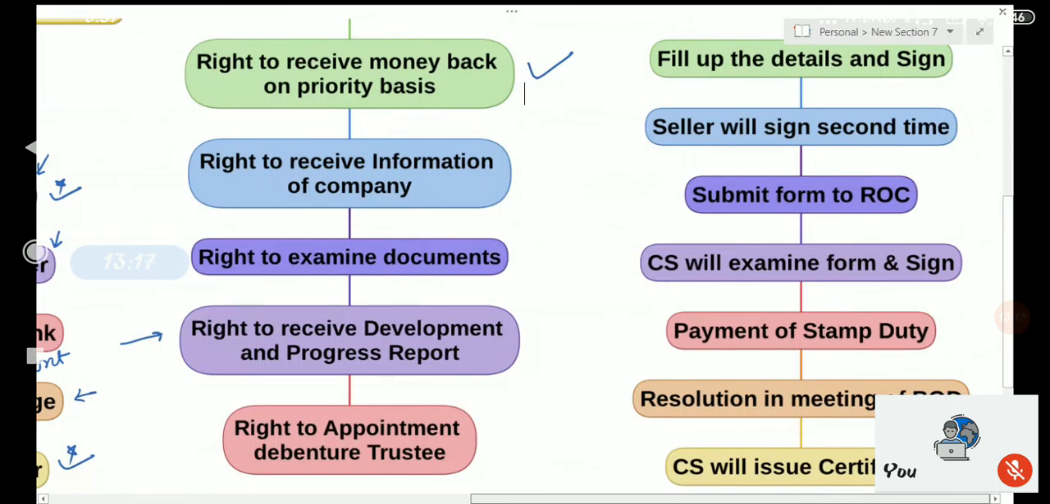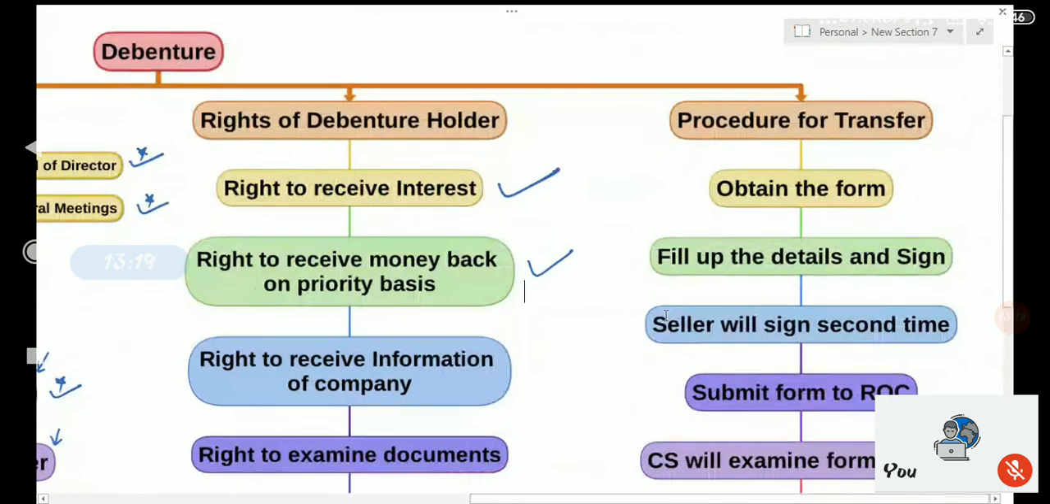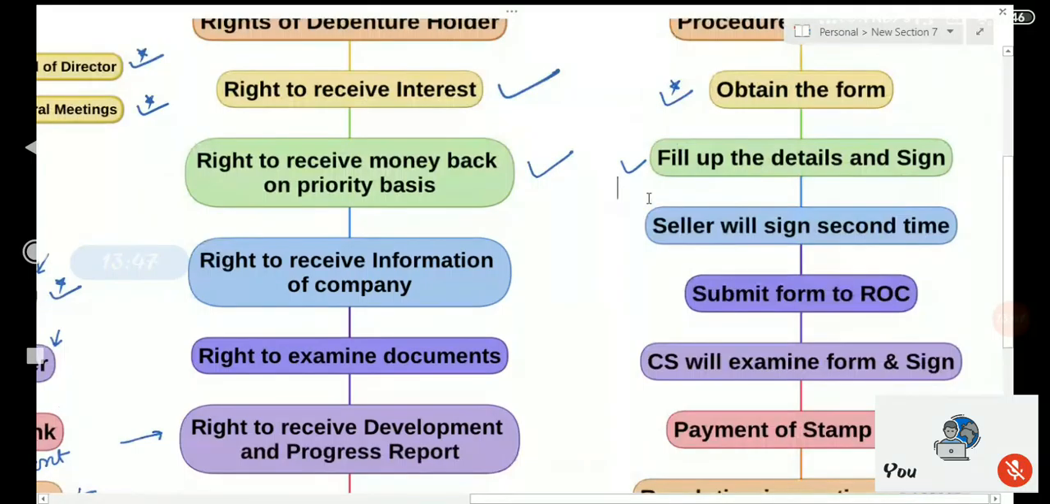Okay, and the last one is the procedure for transfer. Generally transfer, transmission, all these procedures always start from obtaining the form and filling in the details. So first of all you need to obtain the form, then you need to fill up the details. Who is the seller, who is the buyer, details of the sellers, details of the buyers. Everything you need to fill up and you need to sign it. The seller needs to sign for the second time.